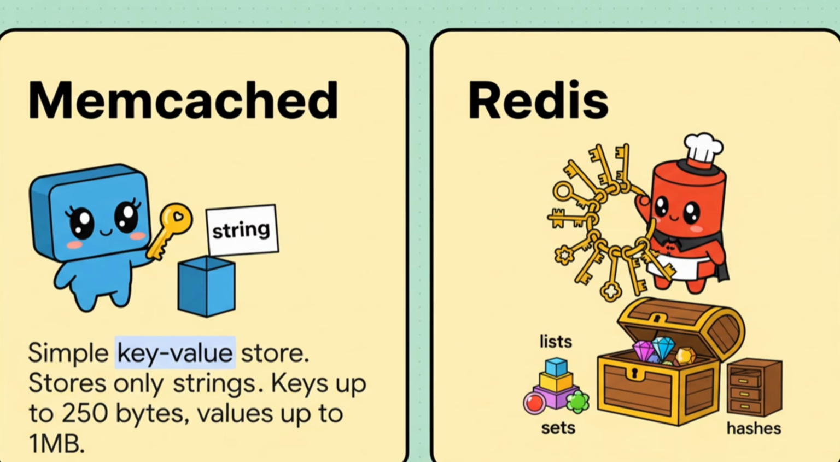All right, on to round two, data handling. And folks, this is where these two really go their separate ways. Memcached is super straightforward. It's a simple key-value store. You give it a string key, you get a string value back. The end. Redis, though, Redis is a data structure server, and that is a whole different ballgame.